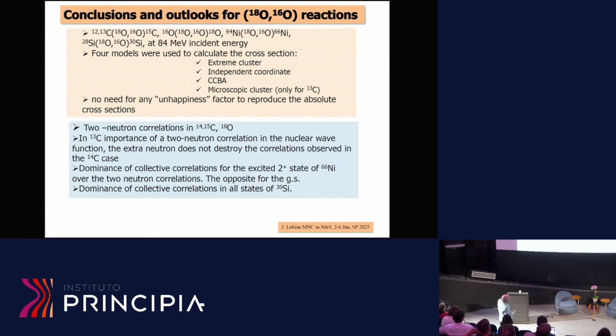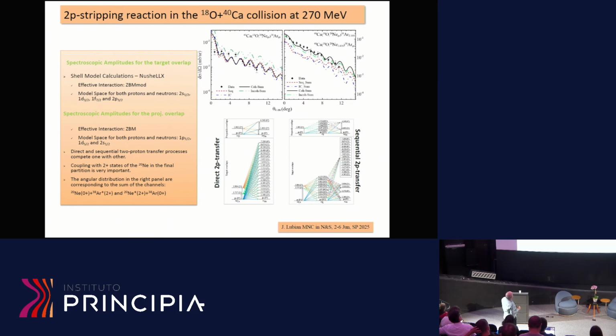So the conclusion from this part is that we could describe the experimental data of two-neutron transfer reactions using these models. When we add one neutron, the correlation between the two neutrons in the transfer did not disappear. We see a dominance of the direct transfer for nuclei that are not collective in the final states, and when we have collective excitation in the final state, the dominance is of the sequential one. Then we come to the two-proton stripping reaction.